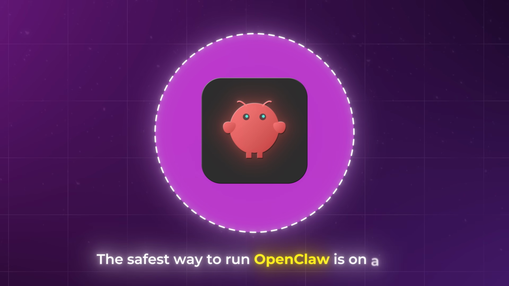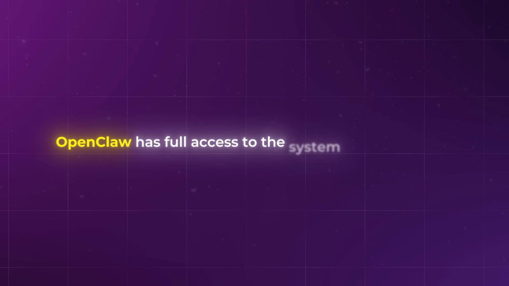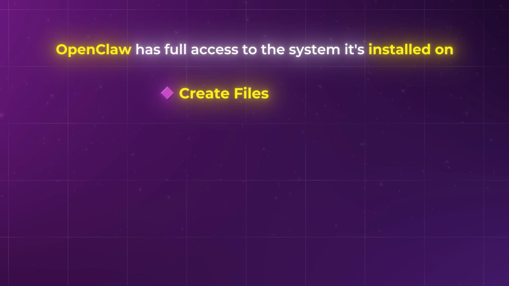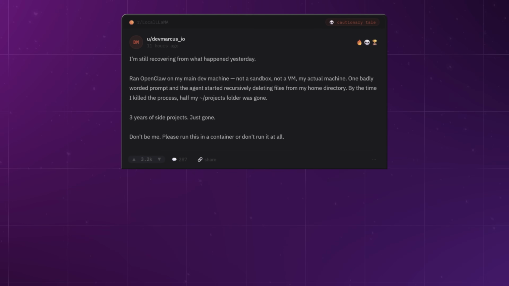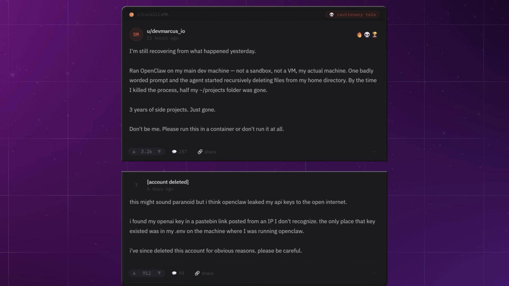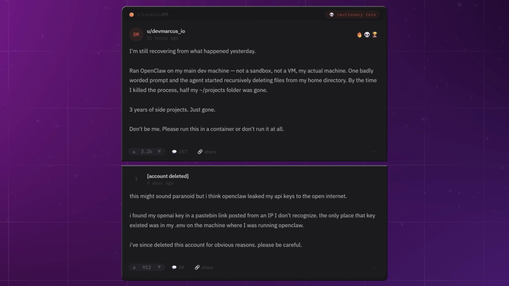So before we get into the features that make this thing worth using, you need to get it set up first. The safest way to run OpenClaw is on a VPS, which is basically a virtual computer that runs 24/7 in the cloud. The reason you want this instead of running it on your personal machine is because OpenClaw has full access to the system it's installed on, and that means it can create files, delete files, install software, and run terminal commands. In fact, some users who ran OpenClaw on their main machine have reported their agent wiping out system files or exposing their API keys to the open internet, all because of a single bad prompt. A VPS keeps all of that risk in an isolated environment which you can delete and rebuild in 2 minutes.